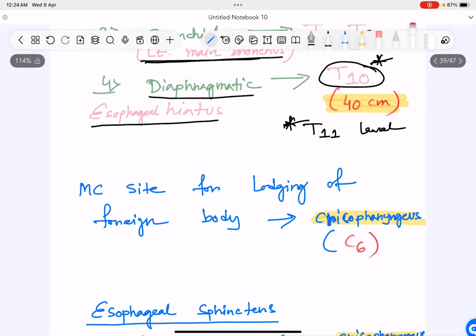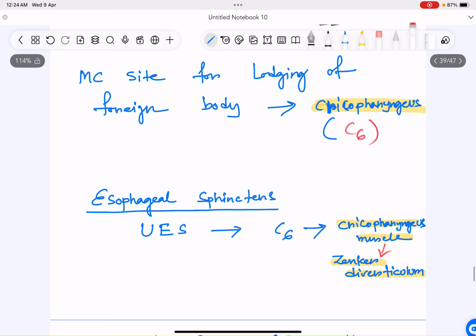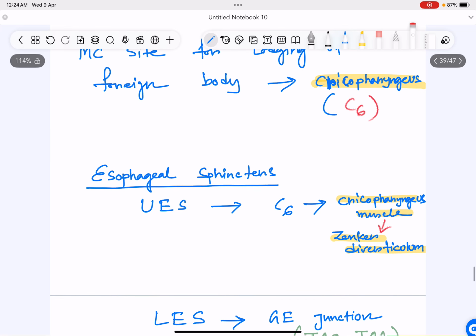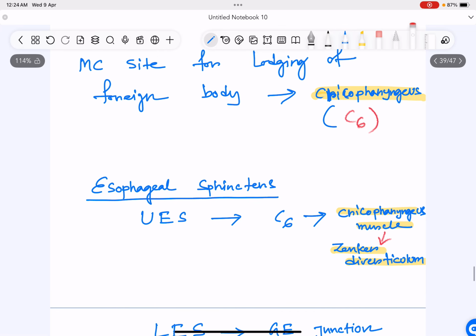Now of these four constrictions, the most common site for lodging of a foreign body is the first constriction, the cricopharyngeus. It is the narrowest part of the esophagus.